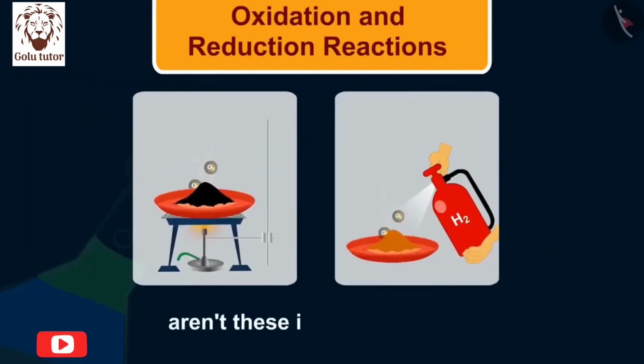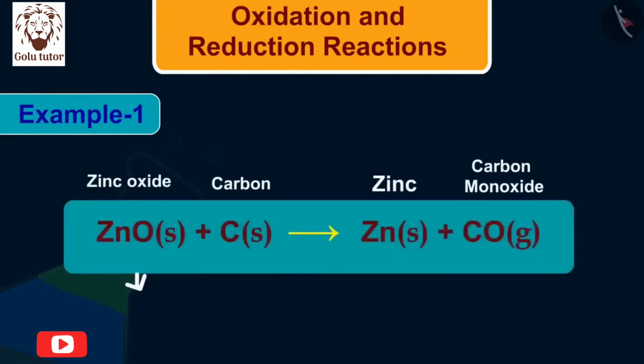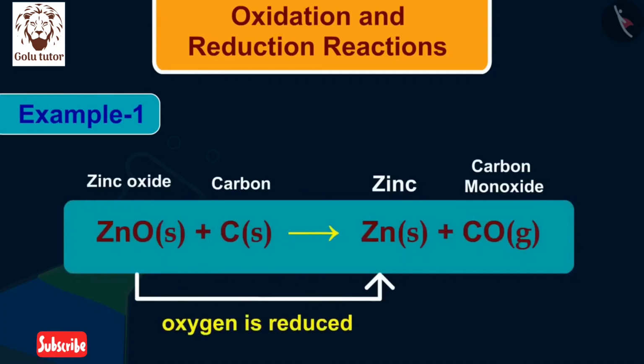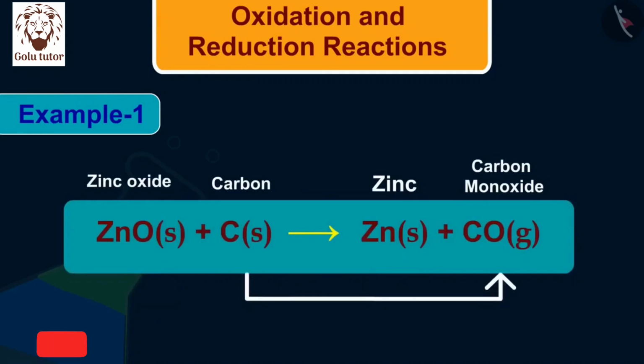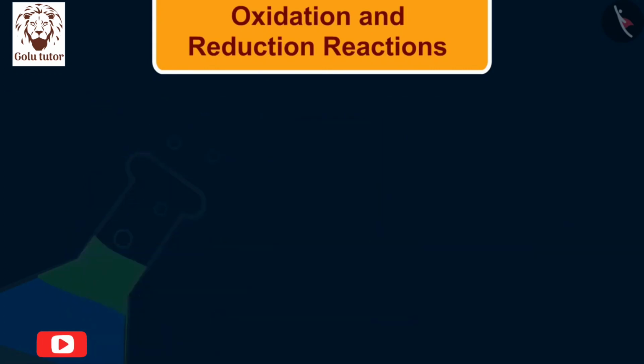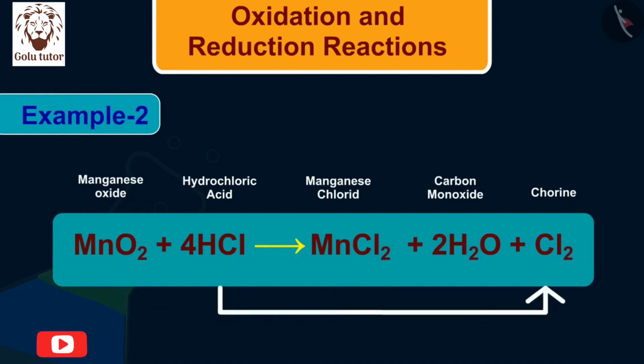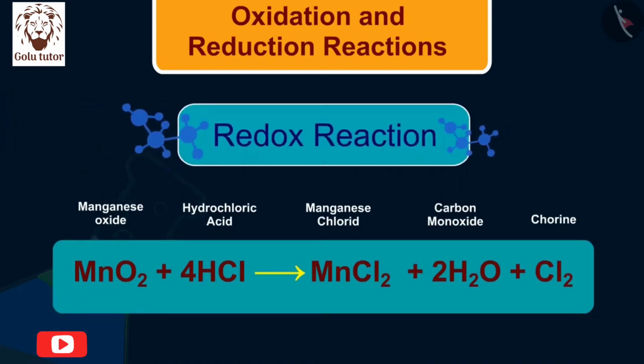Friends, aren't these interesting reactions? See some other examples as well. In the first example, zinc oxide is reduced, losing oxygen. Carbon is oxidized to carbon monoxide. Hence, it is a redox reaction. In the second example, oxygen is removed from MnO2 and HCl is oxidized to chlorine. Hence, it is also a redox reaction.